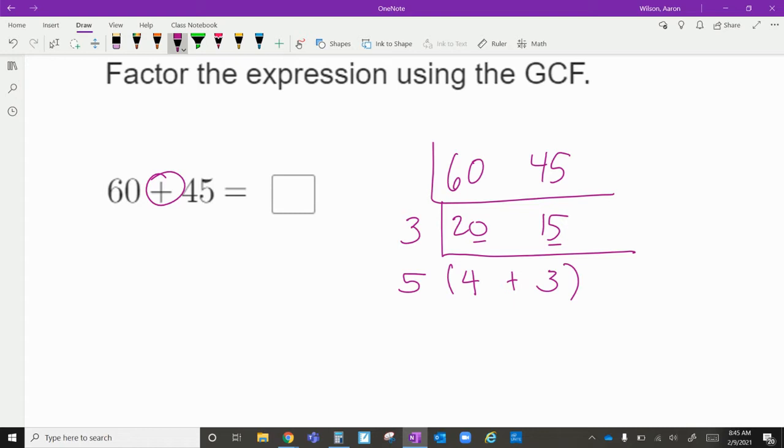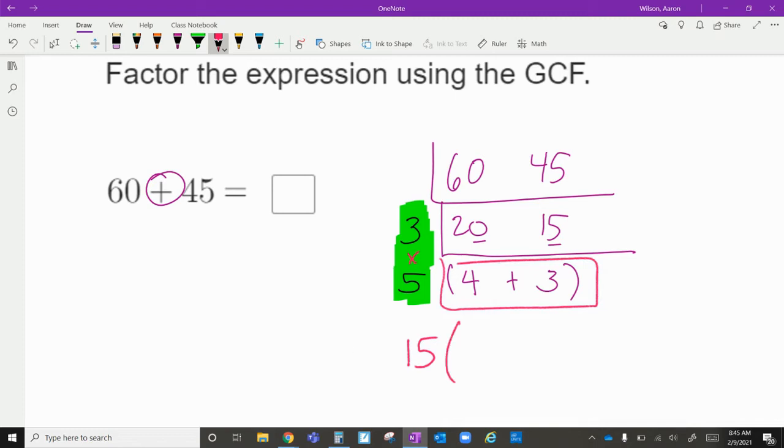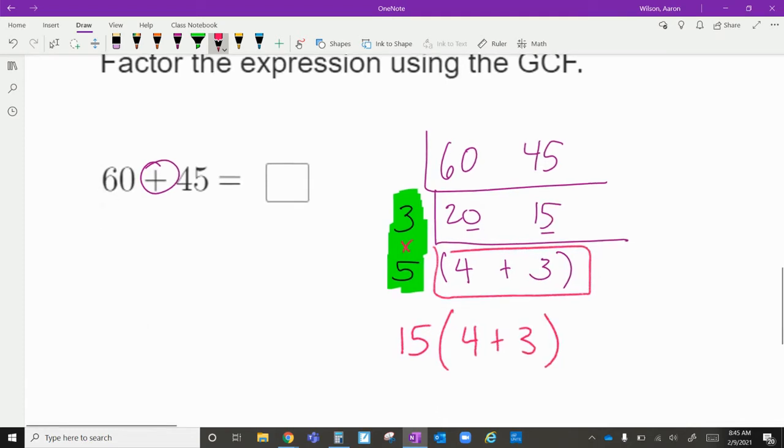4 and 3 do not share a common factor, but we're not done, because in the ladder method video, hopefully you remember, what did we do with these two numbers? Hopefully you remembered that we multiplied them. 3 times 5 is 15, and that's the greatest common factor. And if you just simply bring down the 4 plus the 3, you should realize what happens.